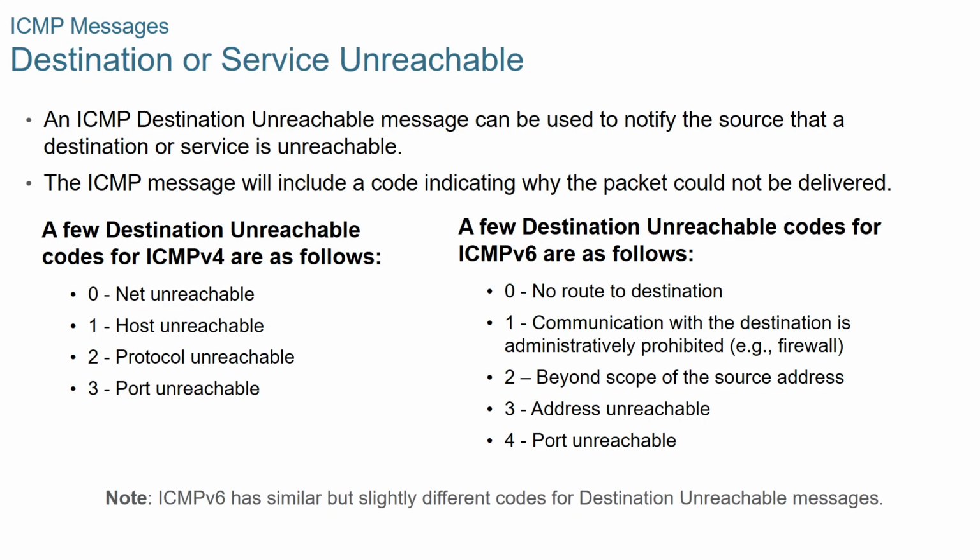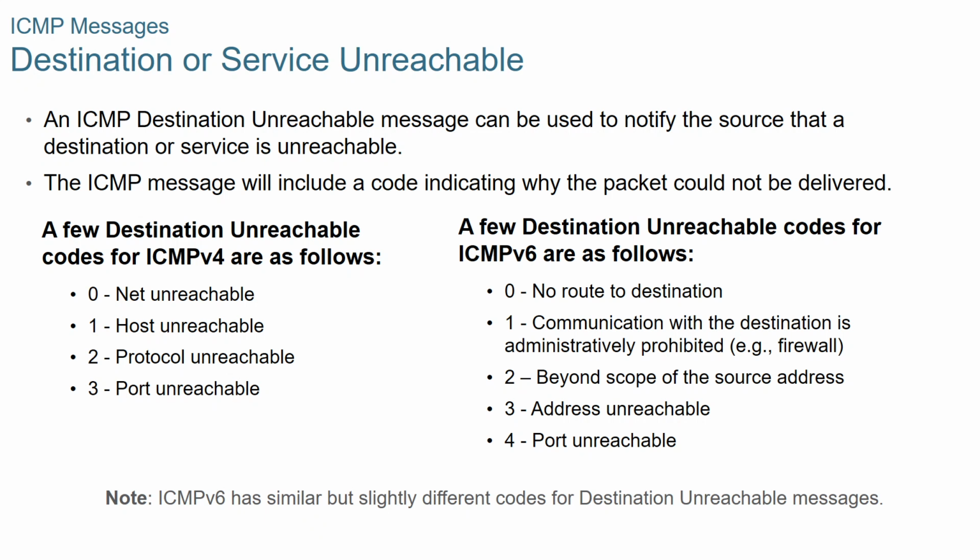Destination or service unreachable. An ICMP destination unreachable message can be used to notify the source that a destination or host is unreachable. The ICMP message will include a code indicating why the packet could not be delivered. A few destination unreachable codes for ICMPv4 are as follows: 0 means net unreachable, 1 means host unreachable, 2 means protocol unreachable, and 3 indicates that a port is unreachable.